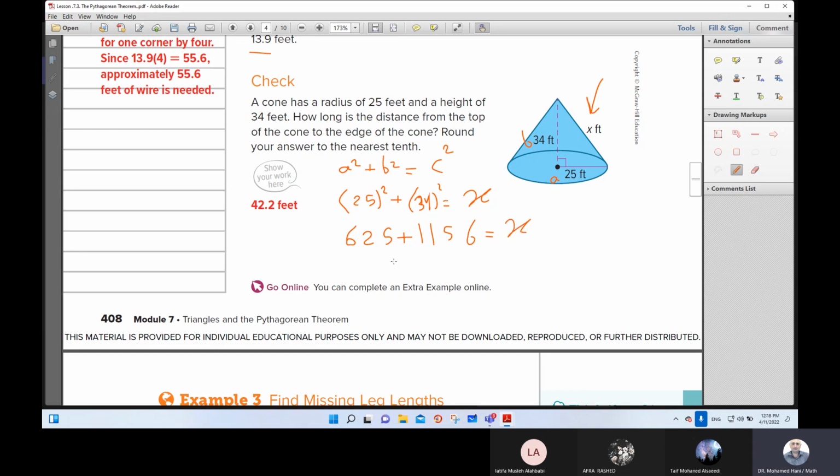So you can add, and you will get x squared. x squared equals 1780. We want the value of x. The value of x will be the square root of 1781. You will get negative and positive 42.2. Remove the negative value and take the positive value.